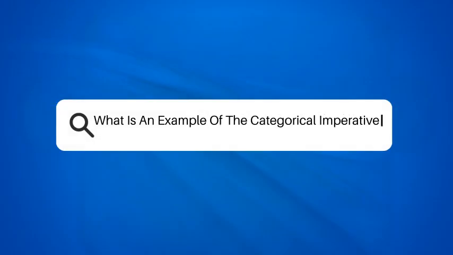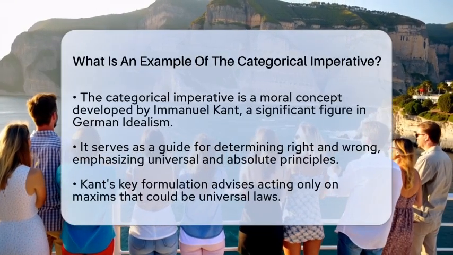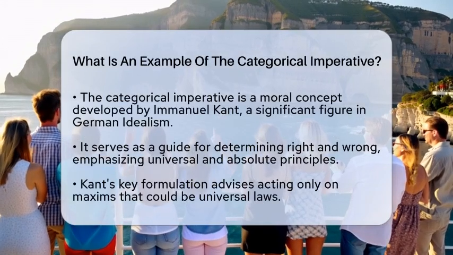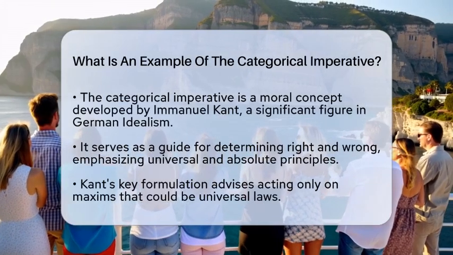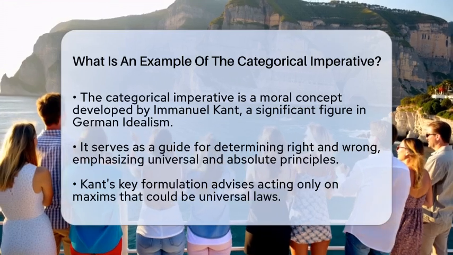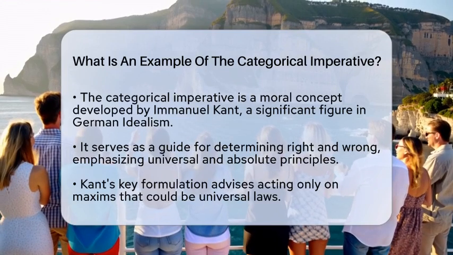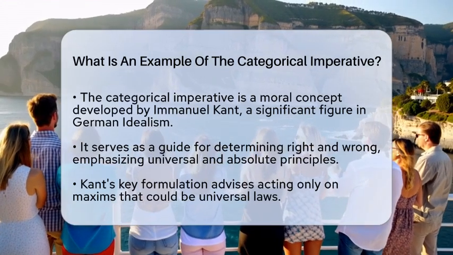What is an example of the categorical imperative? Have you ever wondered how we determine what is right or wrong? One fascinating concept that helps us navigate these moral questions is the categorical imperative. This idea comes from Immanuel Kant, a key figure in German idealism and a major influence on European philosophy.